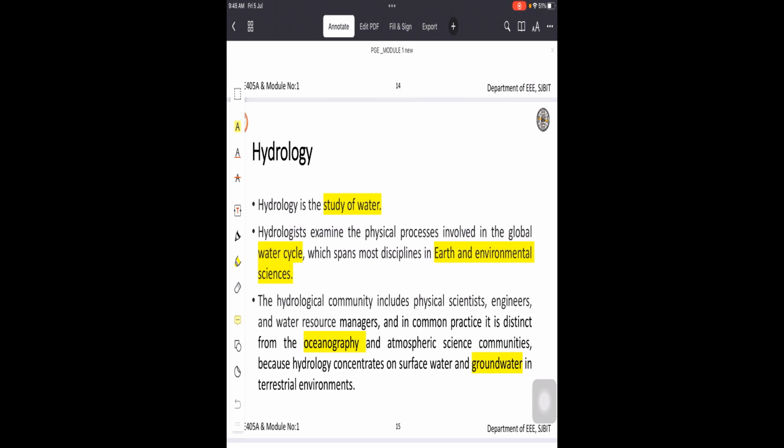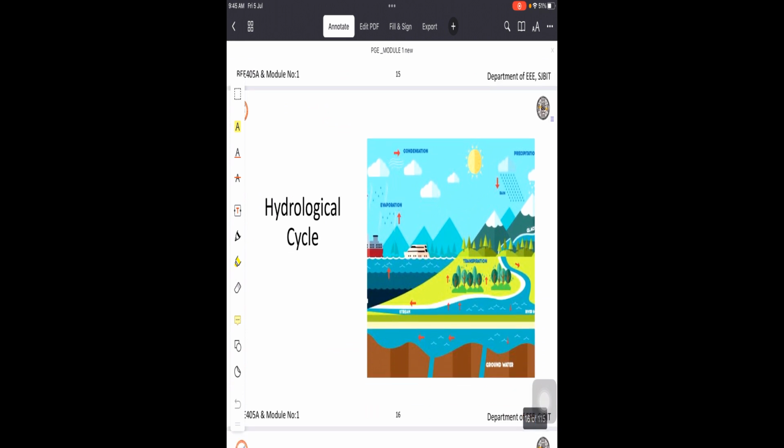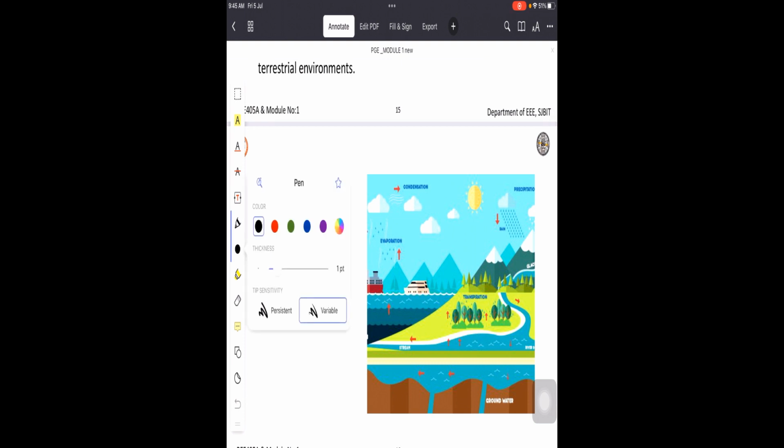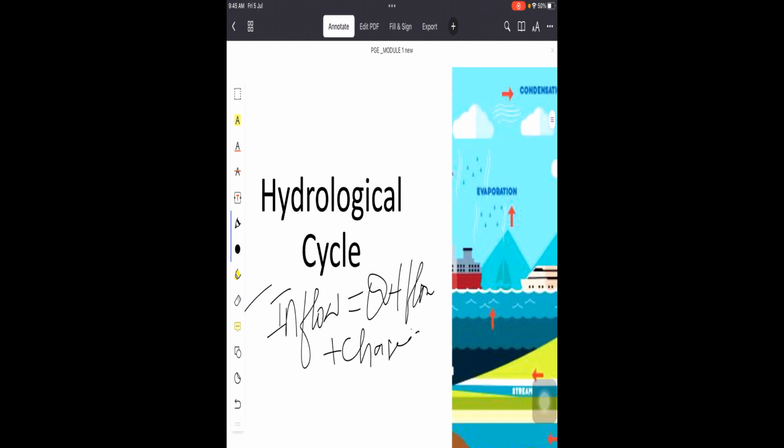Now we can say that the hydrological equation is simply the law of conservation of matter, and that can be written for a given period. I will write it in the form of an equation: inflow is equal to outflow plus change in storage. So this is the equation.